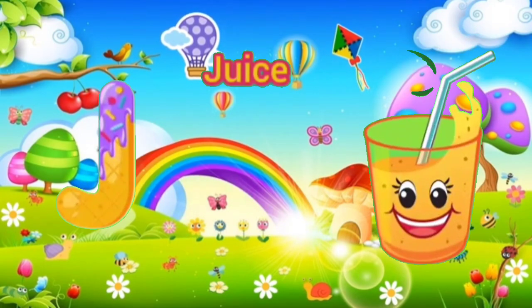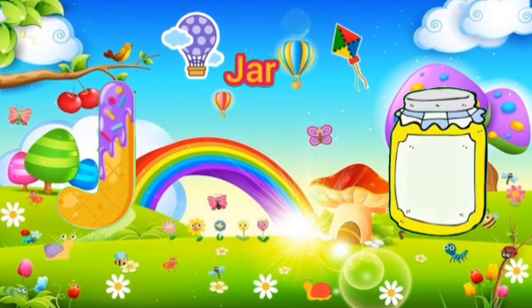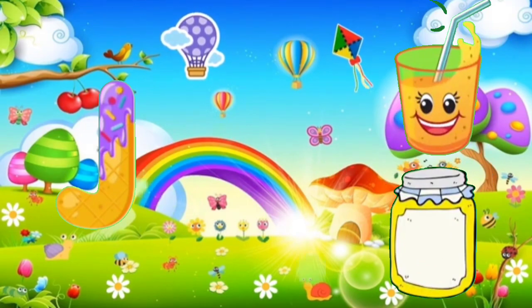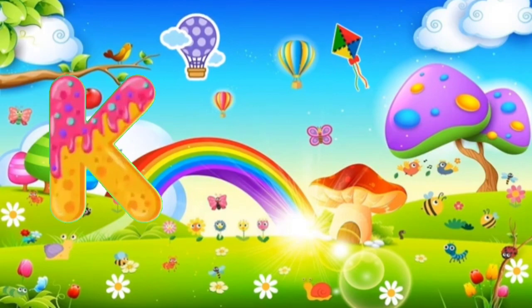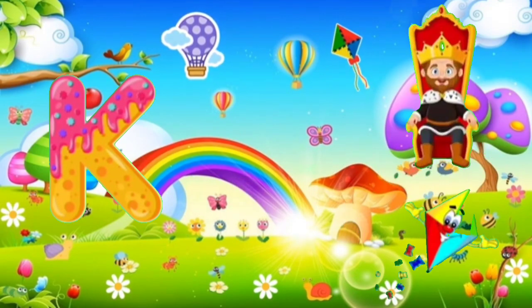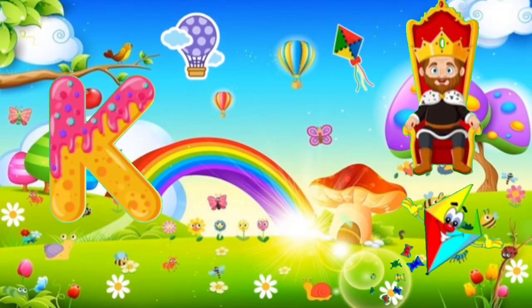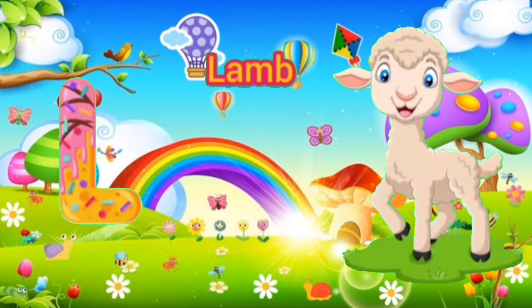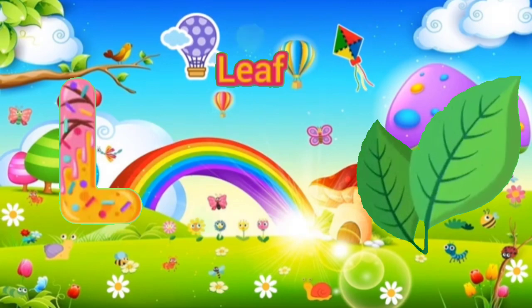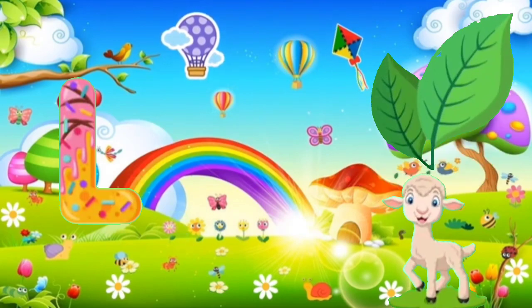J for juice, J for jar, j. K for king and K for kite, k. L for lamb, L for leaf, l.